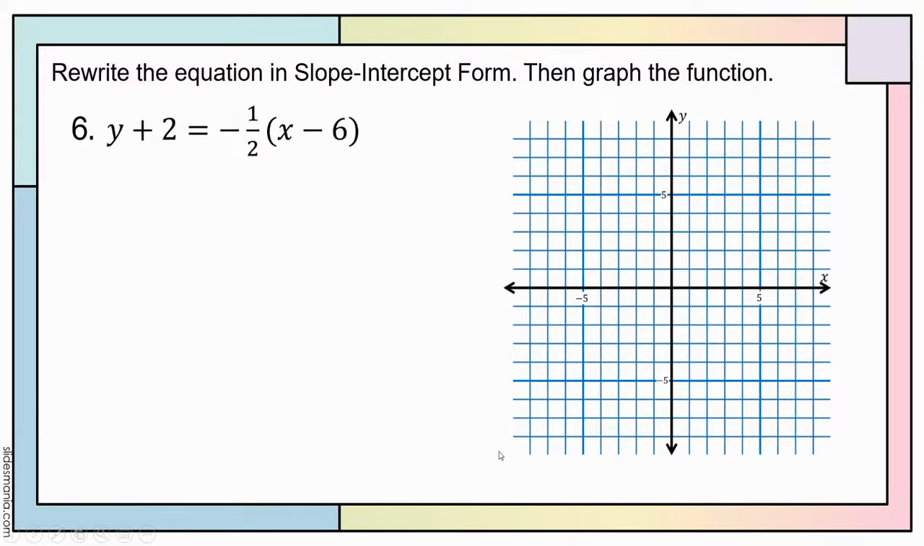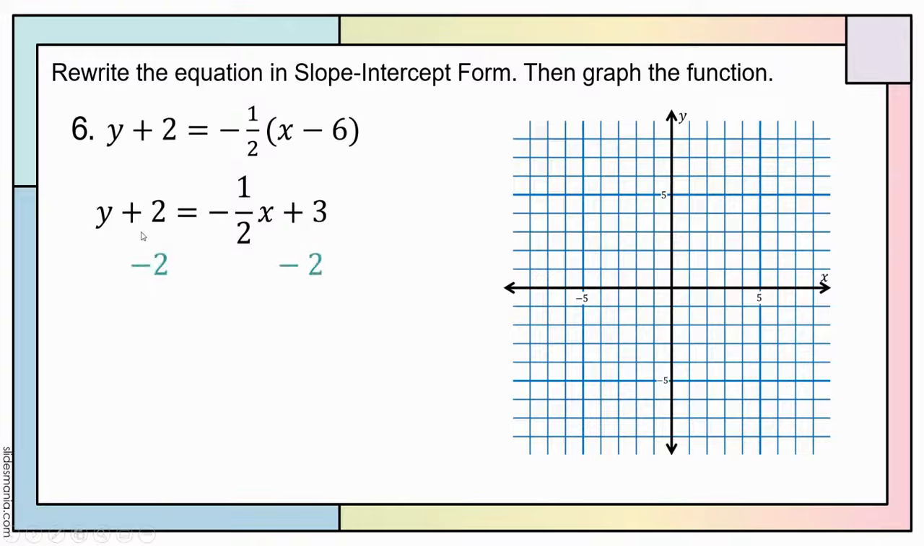Number 6, I'm going to distribute the negative 1/2. So that side becomes negative 1/2 x plus 3. When you're distributing, this negative sign that's in front of it gets distributed along with it. So we're taking a negative times a negative. That's why it becomes positive 3.